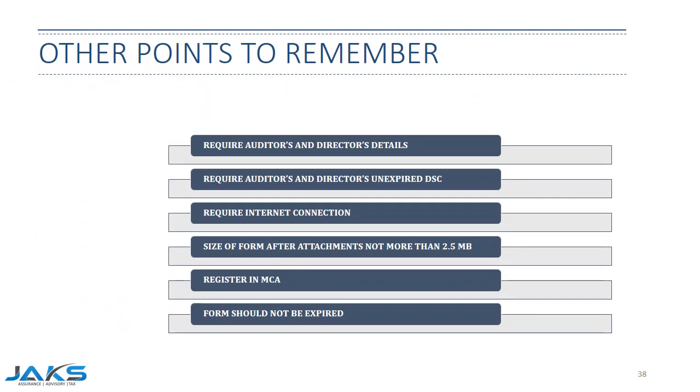As we have gone through the entire slides, we could see there are some necessary things without which we could not complete the filing. That is, we need the details of the auditor as well as the director: the PAN and DIN for directors, the membership number for auditors, their address, and the details of all the people who have signed the report, etc. Apart from this, for completing the filing, an unexpired DSC of the auditor as well as the director or the official who is signing the report is required. Throughout the filing, for pre-filling, pre-scrutiny, uploading, etc., an internet connection is required. So for this form, internet connection is mandatory.